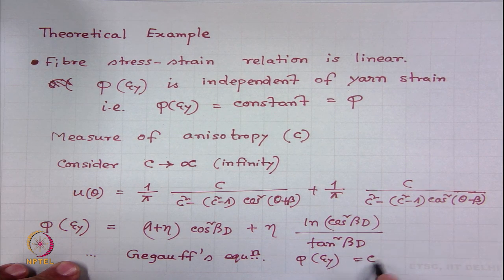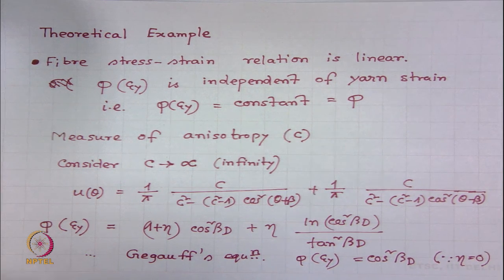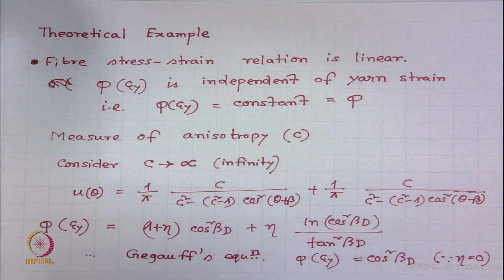Equal to cos square beta d, if this 0, right, then it will be Gegoff's equation.